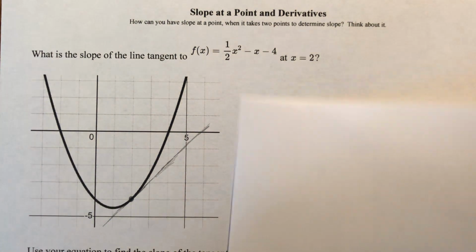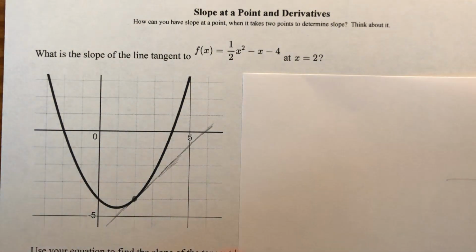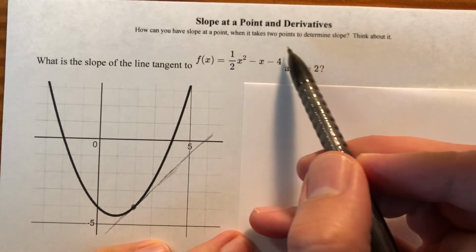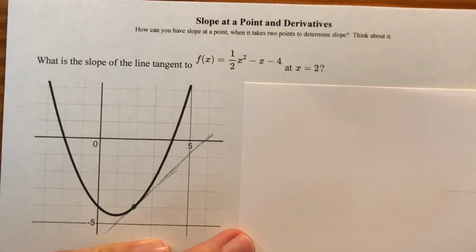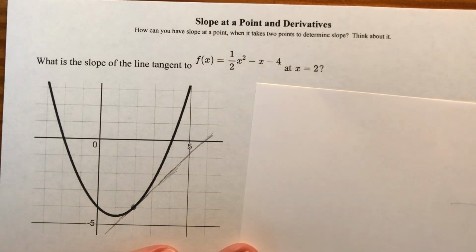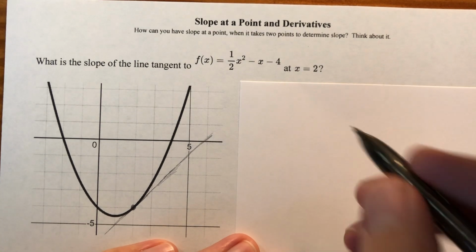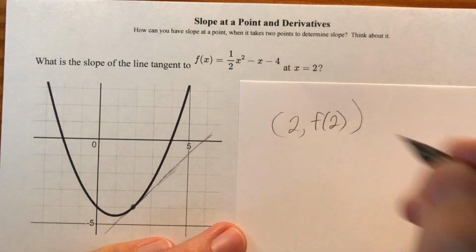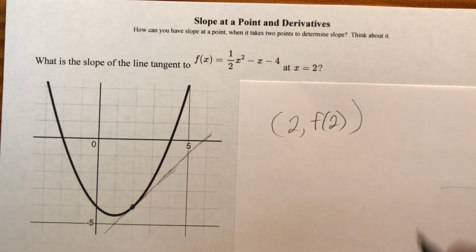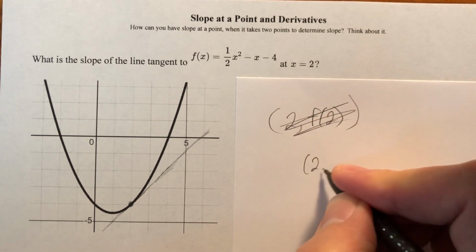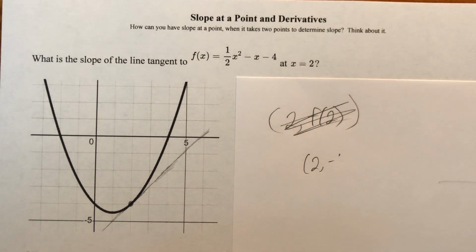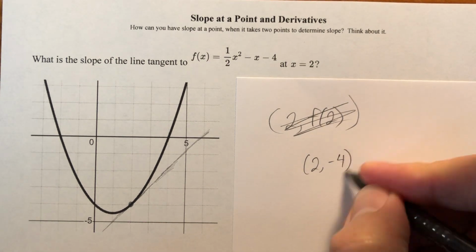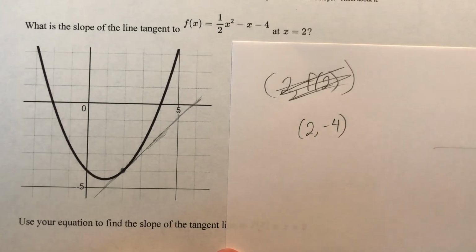I want to know the slope at a point. How can you determine the slope at a point when it takes 2 points to determine the slope? Let's think about it right now. If I want to know the slope at 2 comma f of 2, whatever f of 2 is, which is actually -4, then I'm really dealing with the slope at 2 comma -4. I want to know the slope at that point.